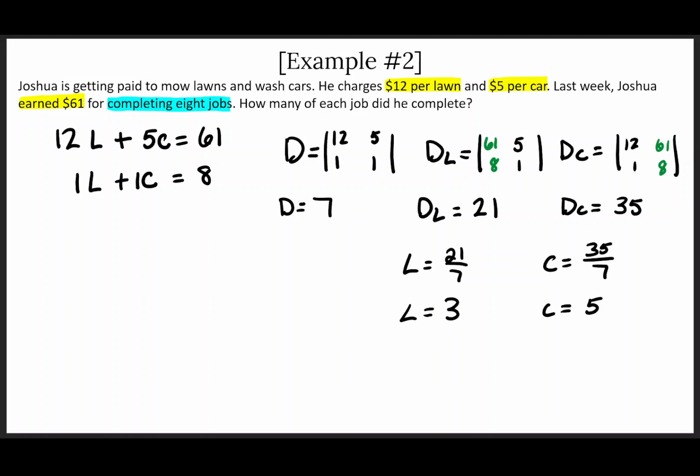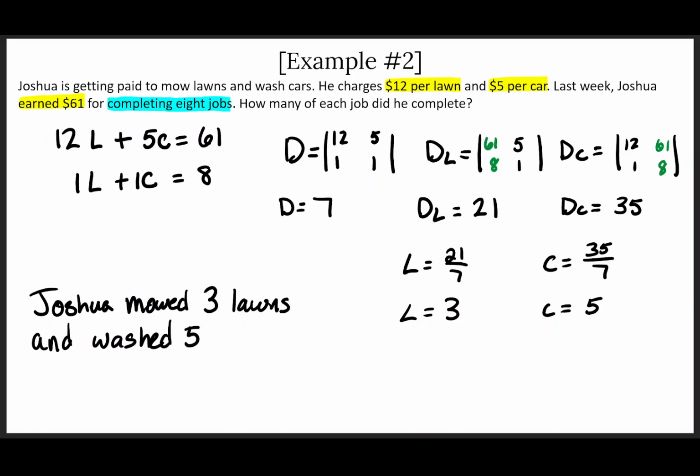Now remember, they're not asking how much he is charging per lawn and per car. We know that. It says how many of each job did he complete. So in this case, if L equals 3, that means he has mowed 3 lawns and has washed 5 cars. So we'll say Joshua mowed 3 lawns and washed 5 cars.